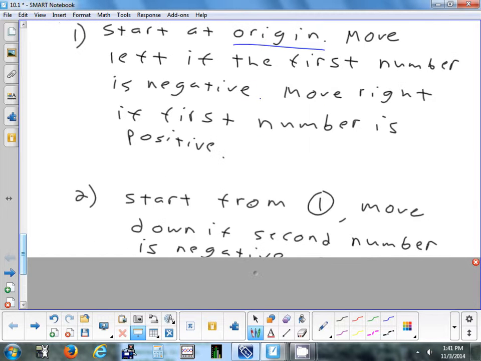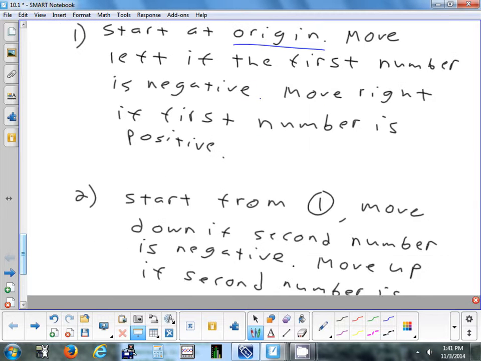How do you know if you're going to move up or down? Well, you just look at the number, if it's negative or positive. So move down if the second number is negative. Move up if it's positive.